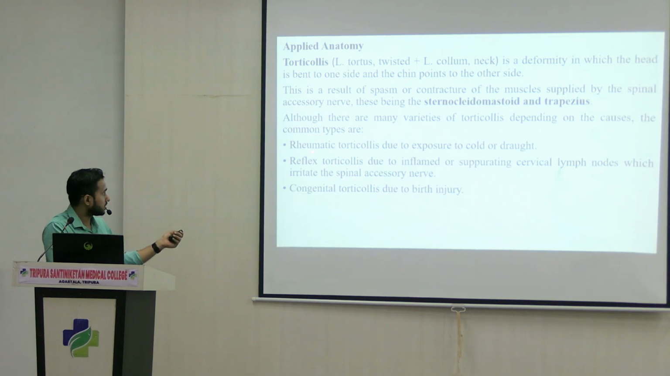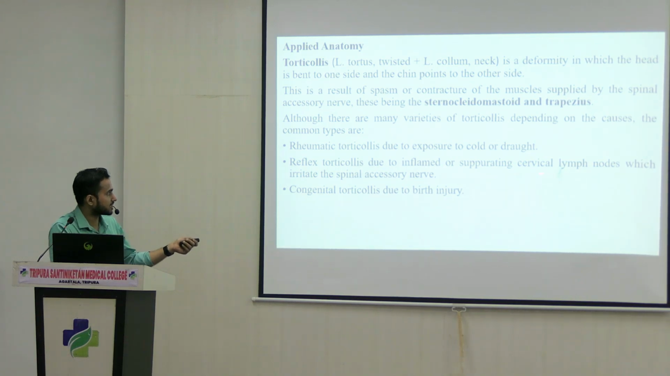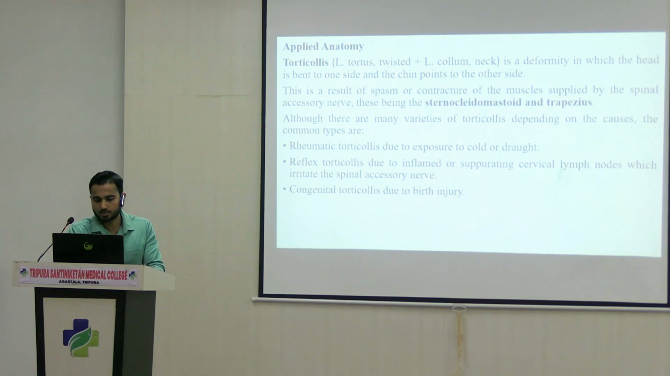Rheumatic torticollis, due to cold and draught. Reflex torticollis, due to inflamed or sprouting cervical lymph nodes, which will irritate the spinal accessory nerve. Another one is congenital torticollis, okay, due to birth injury. Congenital means due to birth injury.